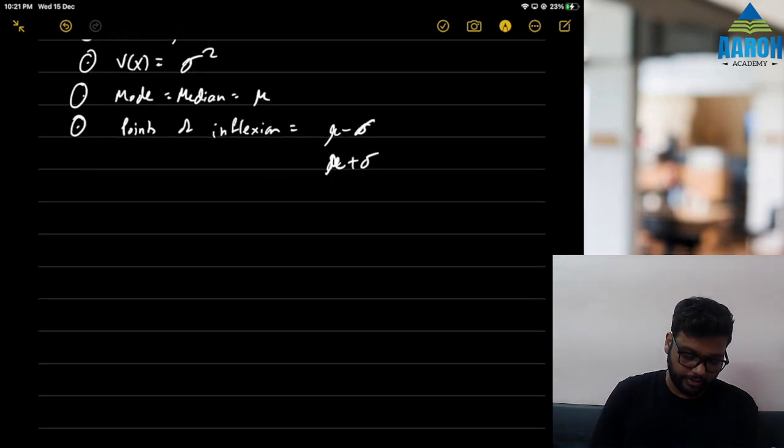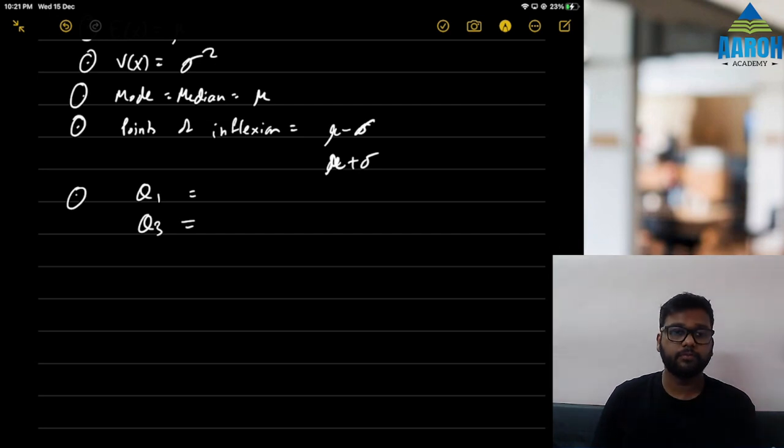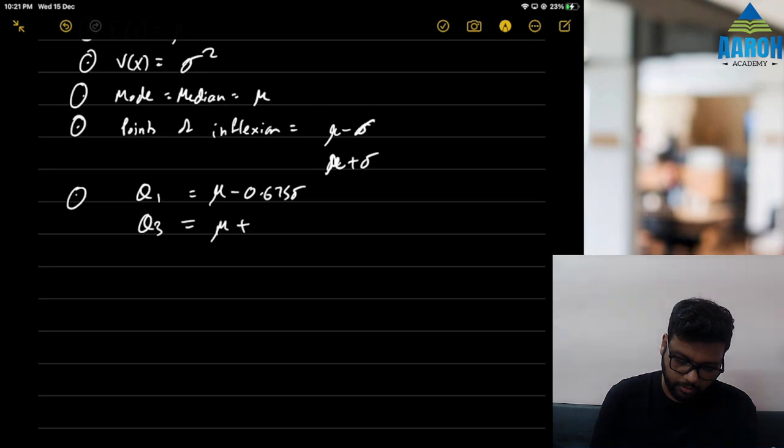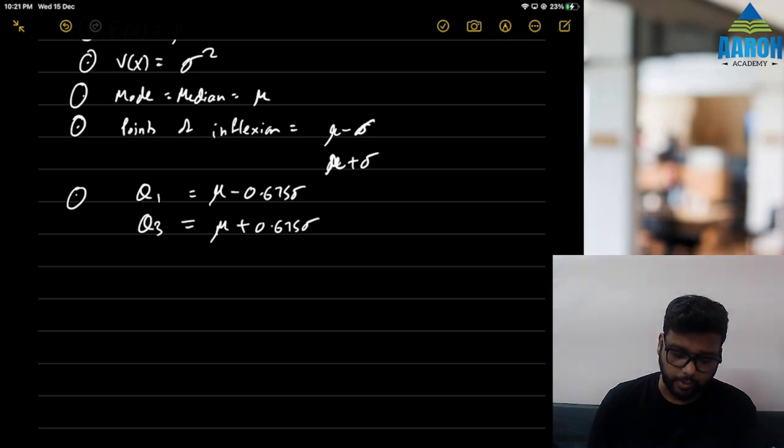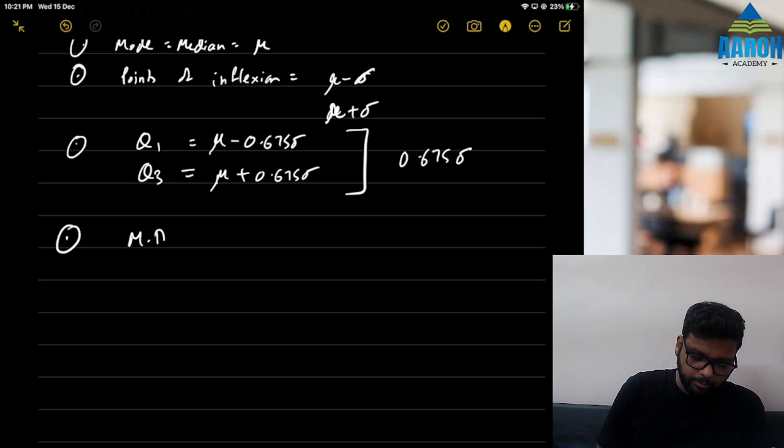Its quartiles Q1 and Q3 are mu minus 0.675 sigma and mu plus 0.675 sigma, not 0.65. So if asked, you should be able to calculate the quartile deviation. Quartile deviation is just (Q3 minus Q1) divided by 2, which is 0.675 sigma.